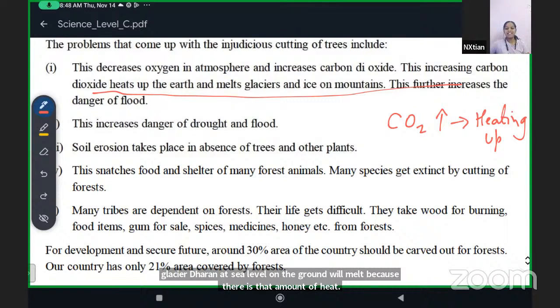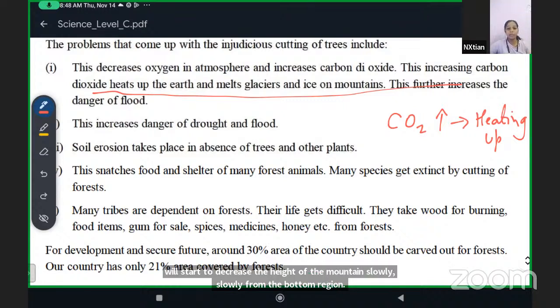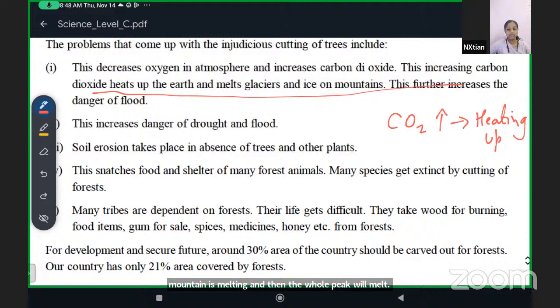The mountains, they start melting from the bottom. The land will heat up. Okay, that will affect the bottom region of the mountain, and that will melt. That will start to decrease the height of the mountain, and slowly from the bottom region, the mountain is melting, and then the whole peak will melt. Okay, No, it's going to take like a long time. It's going to take like a lot of years to do. Yes, Abraham, it's going to take a long time.